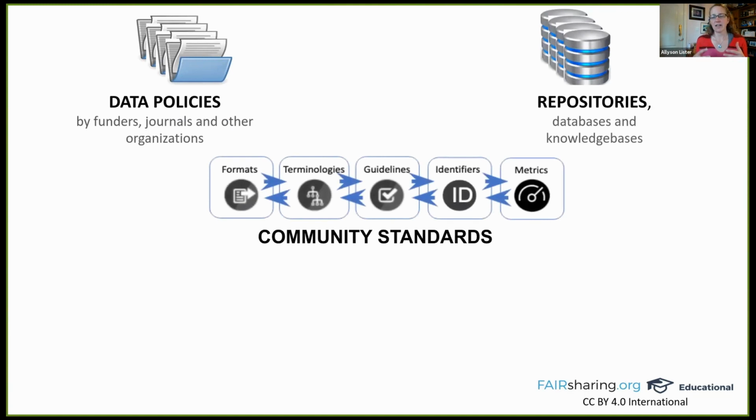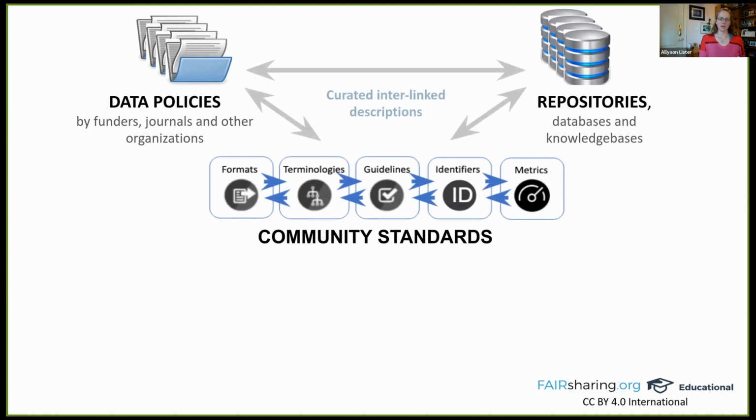The final classification we have is community standards, and we have several subtypes for that. We have data formats, terminologies, guidelines, which are very often minimal information guidelines, and we have a smaller subset of record types that are identifier schemas and metrics. Things like the FAIR metrics are included in these records.